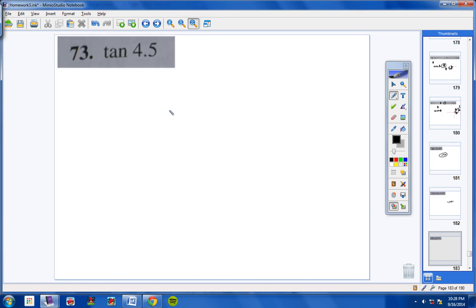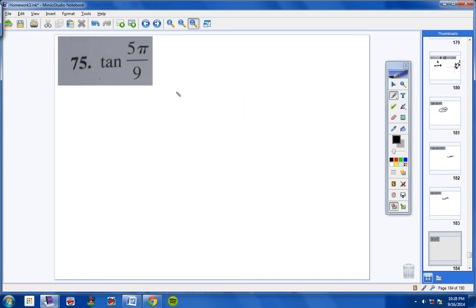Okay, students, now we're in radians. And so now I'm going to type in my calculator tangent of 4.5, and I will get this out for my answer, 4.6373.